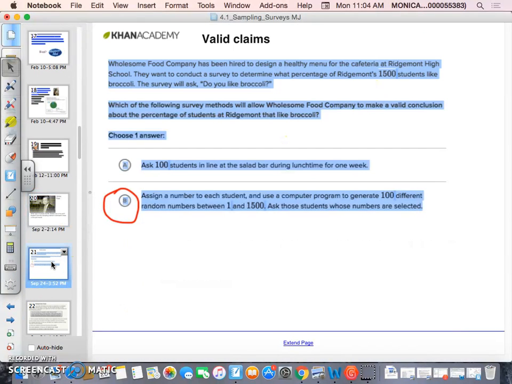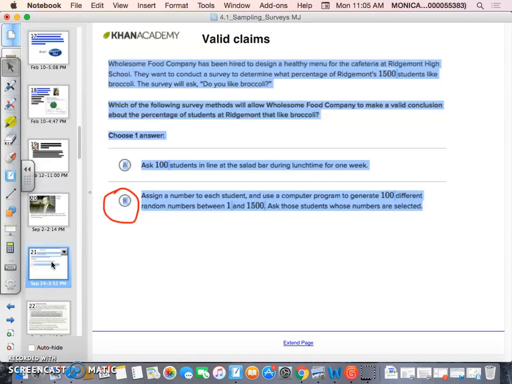So what you're going to do is practice some of these. It's called Valid Claims. It's in Khan Academy. Here's an example of what you're going to be looking at. So this says Wholesome, probably like Whole Food Company. They've been hired to design a healthy menu for the cafeteria at Ridgemont High School. They want to conduct a survey to determine what percentage of Ridgemont's 1,500 students like broccoli. And the survey will ask, do you like broccoli?